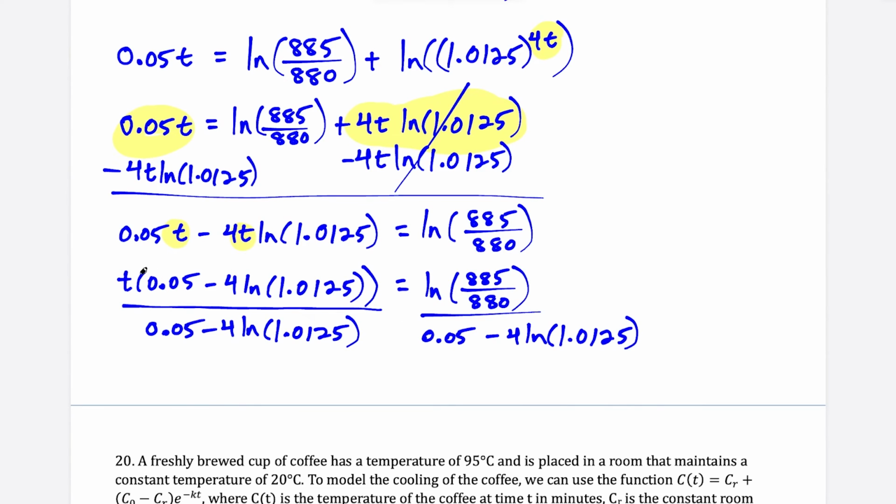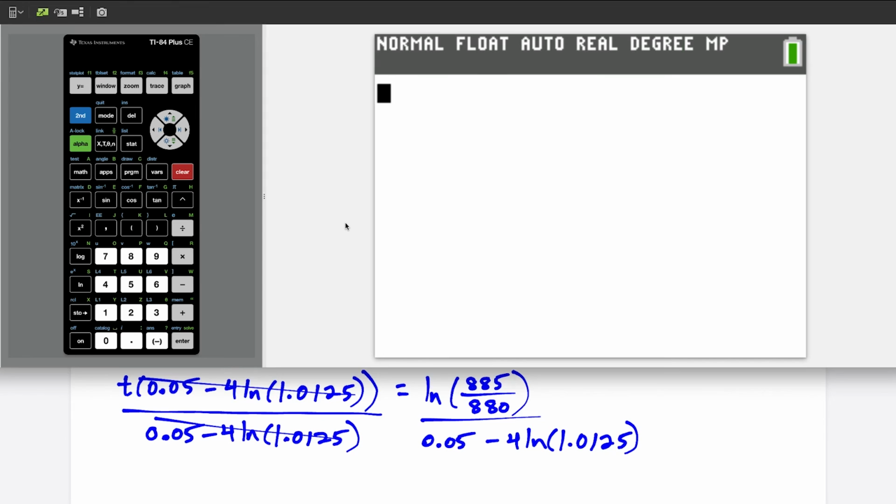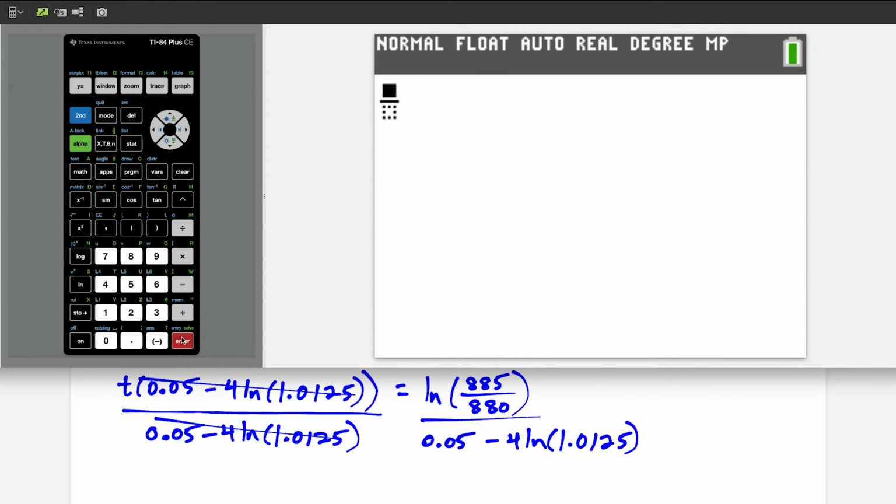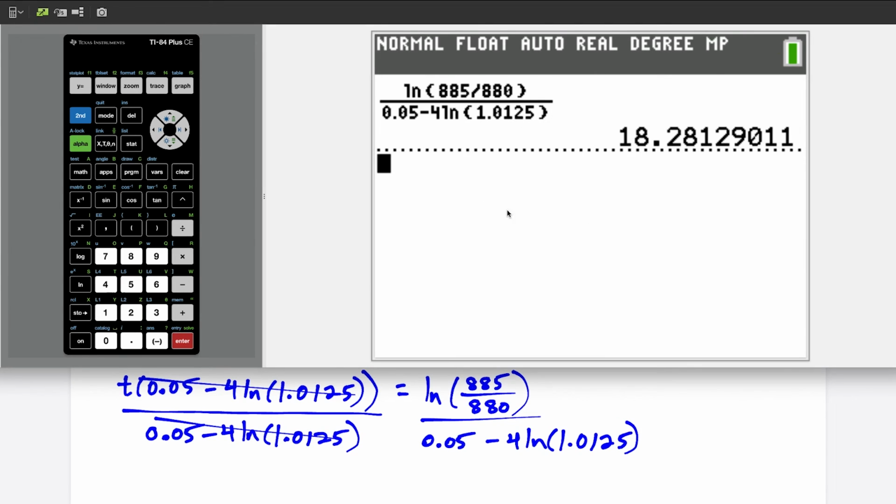And the rest we just type in the calculator. So just to make sure I type this in nicely, I'm going to press alpha y equals enter to pull up a blank fraction. And then we have natural log of 885 divided by 880. I close the parentheses, we go to the denominator, and then we have 0.05 minus 4 times natural log of 1.0125. Okay, just press enter, and here's our solution.